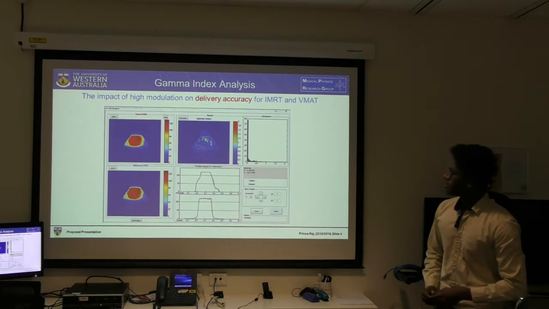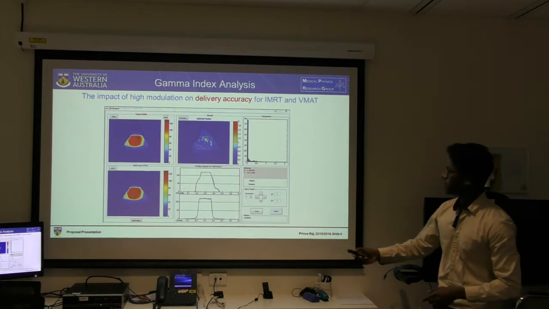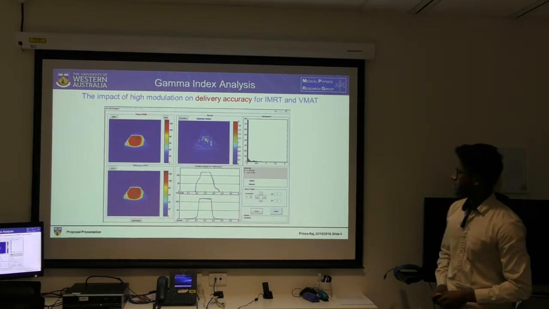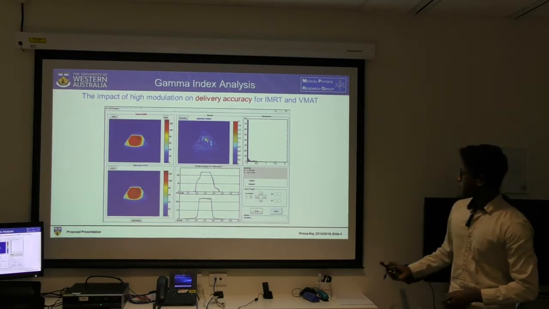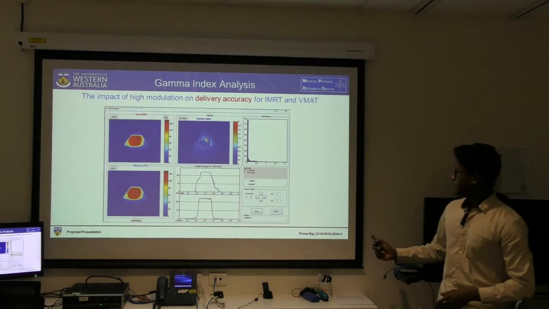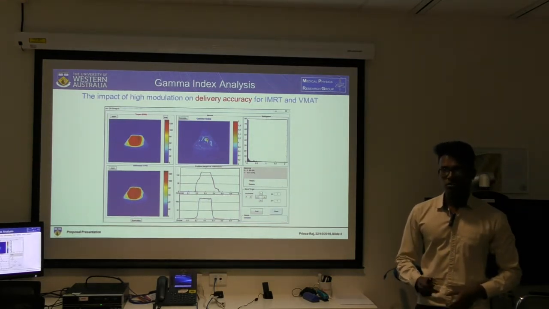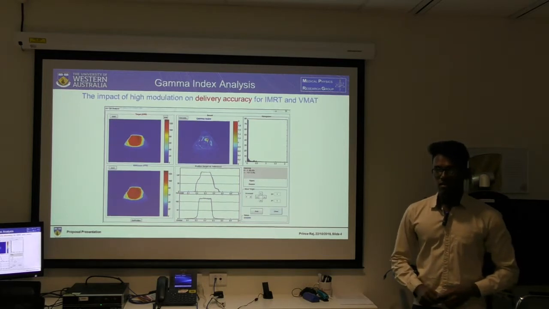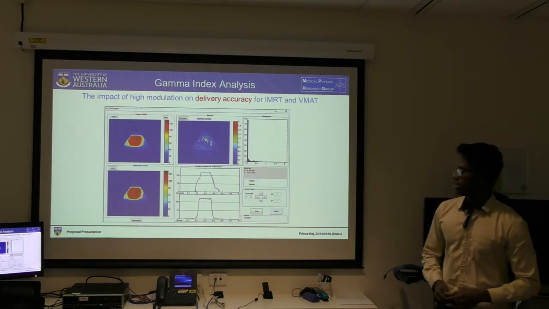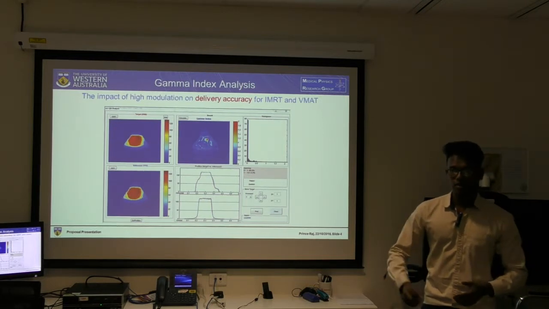This one here is measured by EPID, and the reference is from TPS, which is the bottom one. As you can see, there is a variation in the profile between the reference and the target. That variation is taken into account by the gamma index analysis, which gives a value in percentage and also in millimeters. The millimeters is about how far it is from the actual dose at the pixel, and the percentage is how many pixels are off from that range.